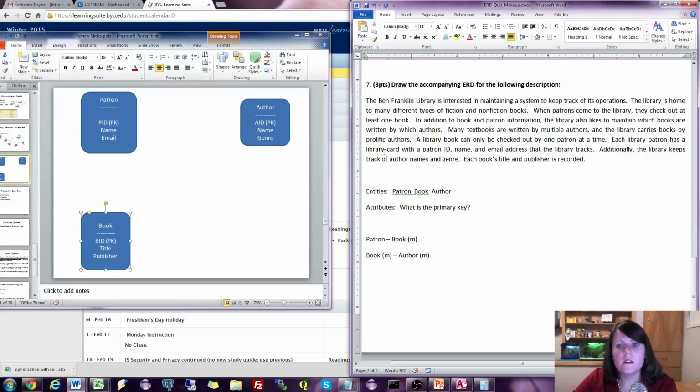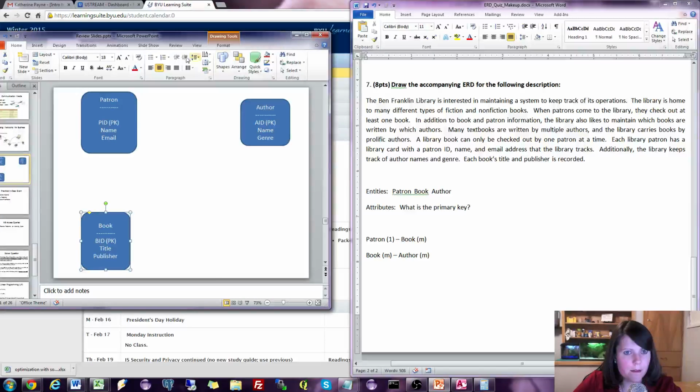A library book, so I'm reading back up here, can only be checked out by one patron at a time. So that's going back to our first relationship between patron and book. So each book can only be checked out by one patron at a time, so we have a one-to-many relationship. And in fact, now we're up to the attributes again. It looks like those are our two relationships. So now we define them in the ERD. So let's start with the one-to-many because that's the easier one to negotiate.